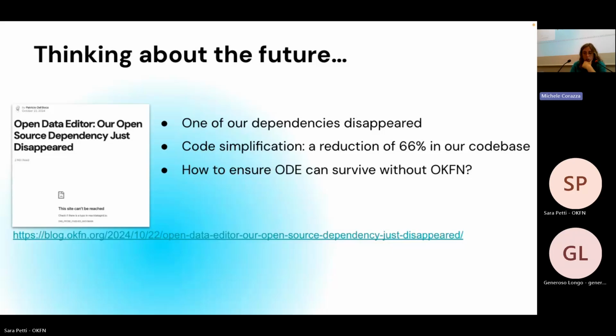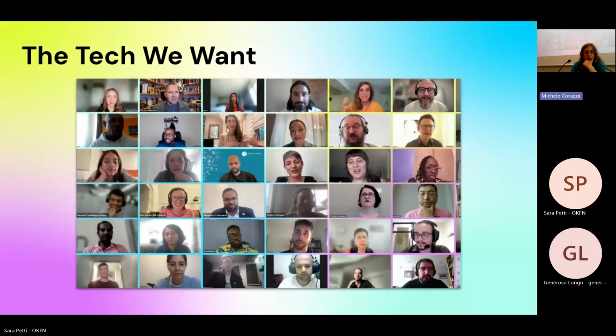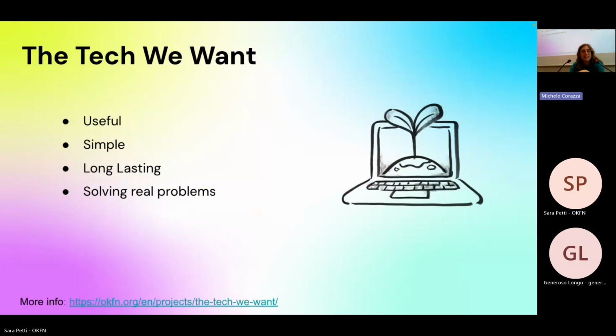And this led actually to an initiative that we launched at the end of last year called The Tech We Want. Again, this was started by a rant from our tech lead, Patricio Del Bocca. And we launched it with an online summit in October last year. This is a screenshot of it. And the idea of The Tech We Want is to have basically a conversation with the community, especially with the technical community, but not only, to rethink maybe altogether how we can build technology in a different way.